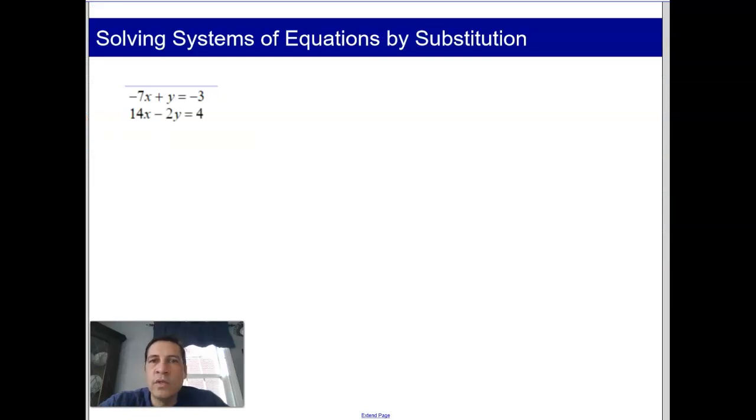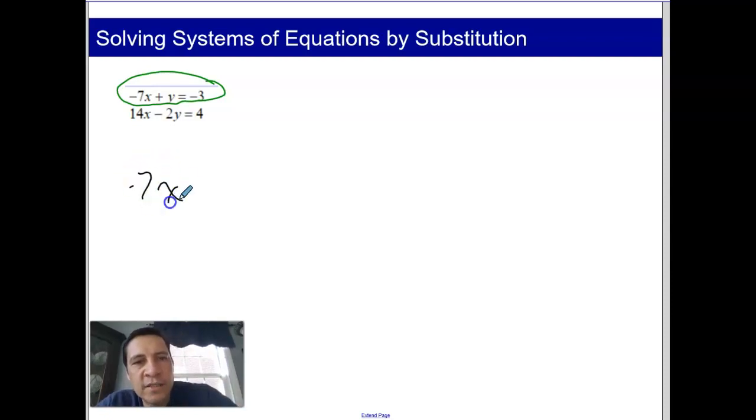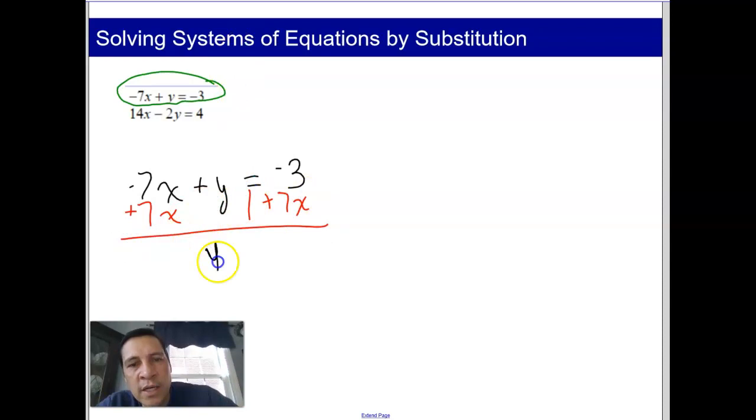Okay, and so now we want to solve this system by substitution. I notice in the top equation, it's going to be pretty easy to get y by itself, but I want you to know that there's going to be something different about this system that we haven't seen yet. So negative 7x plus y equals negative 3. I'm going to add 7x to both sides to solve for y. And I know that y is equal to 7x minus 3. So now I take this 7x minus 3 and I substitute it for y in my second equation.